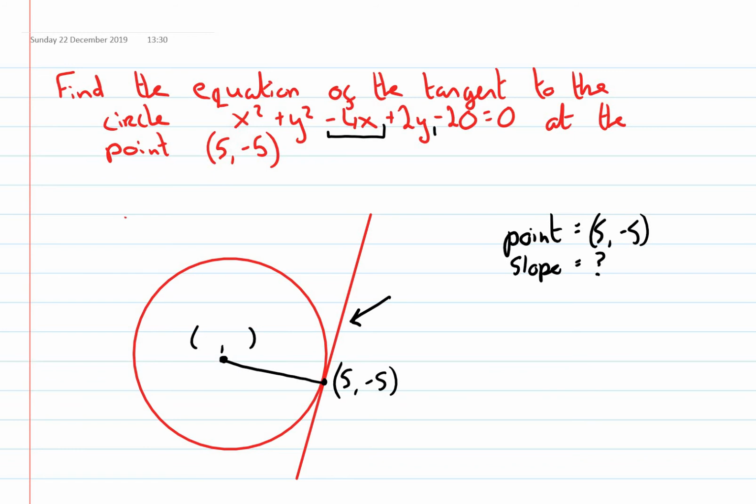There's 2g, there's 2f. So I want to find the centre of the circle. Take the minus 4, divide by 2, change the sign. Minus 4 divided by 2 is minus 2, change the sign, 2. Same with this, 2 divided by 2 is 1, change the sign, minus 1. So there's the centre.